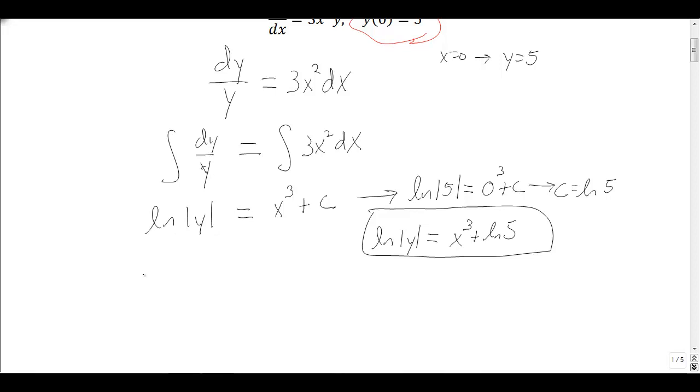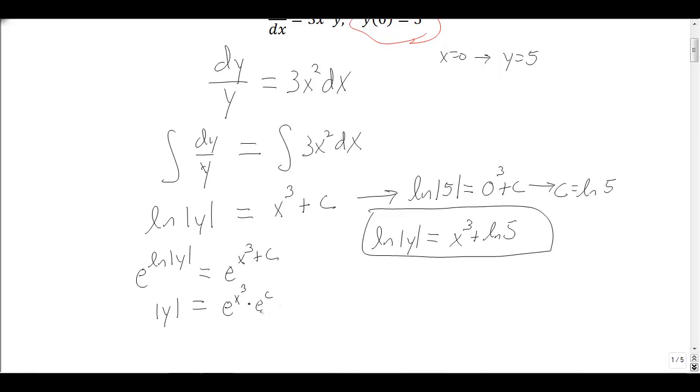So to solve for y, I'm going to do e to both sides. So e to the natural log absolute value y equals e to the x cubed plus c. And then e to the natural log absolute value y is just absolute value y. And then we do something a little bit funny here. This e to the x cubed plus c, there's a rule of exponents that says this is e to the x cubed times e to the c.